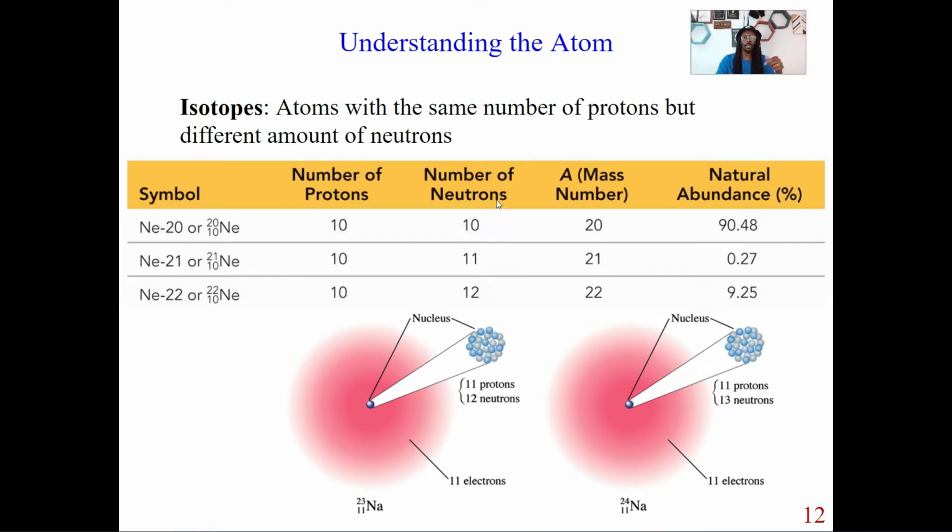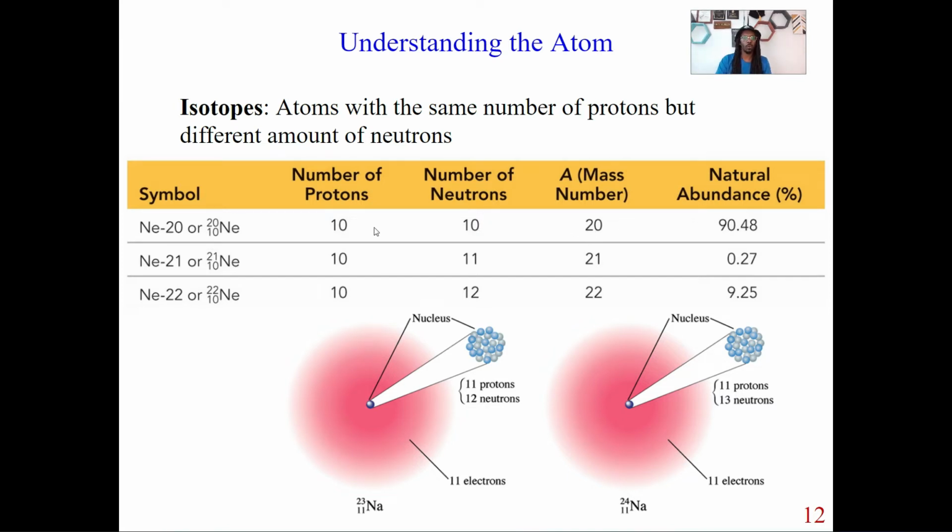Neon-20 has 10 neutrons. Okay, so since it has 10 neutrons, it has a mass number of 20. So let's just talk about this right now. We're going to talk about this more in the periodic table, but the mass number is protons plus neutrons. That gives you your mass number. So we don't have to do any fancy math here. To figure out the mass number, we're going to add our protons plus our neutrons. So 10 plus 10 is 20. This is my mass number.